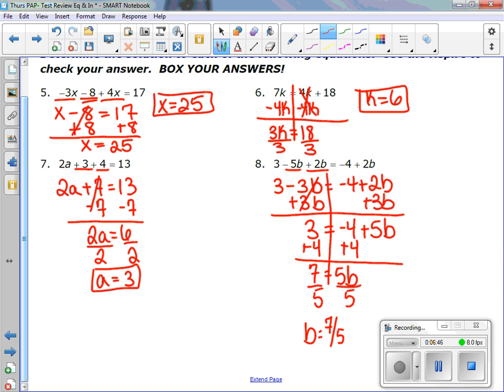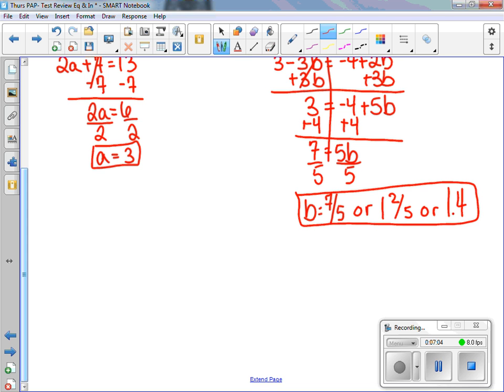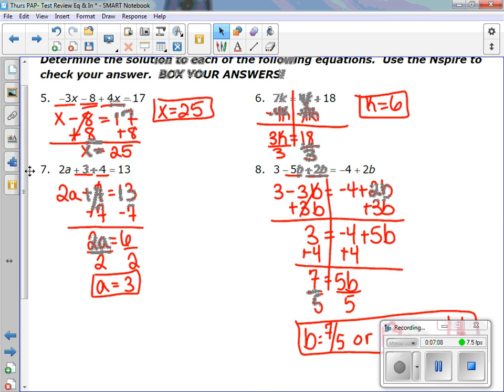Now next year, improper fractions are going to be okay, but I know that this year we've been encouraging you to change them. So you could also put 1 and 2/5, or you could even put the decimal, which is 1 and 4/10. So any of these answers would be okay with me. So now I'm going to pull up the calculator again, and I'm going to show you how to plug this information in.